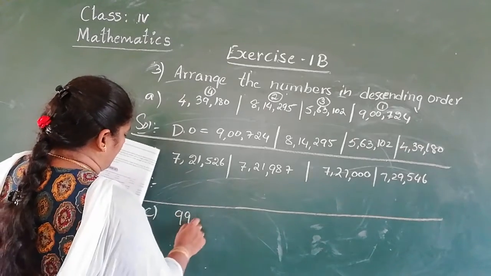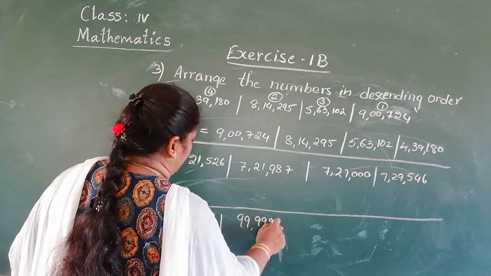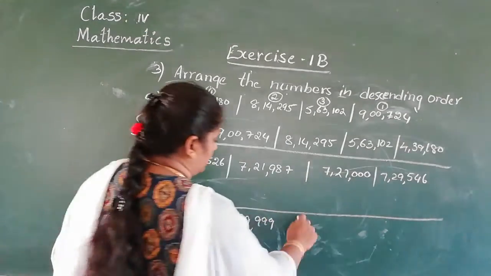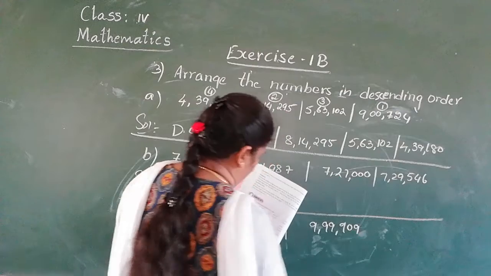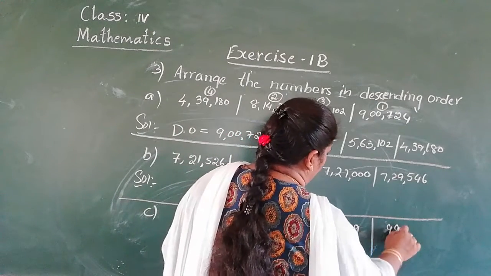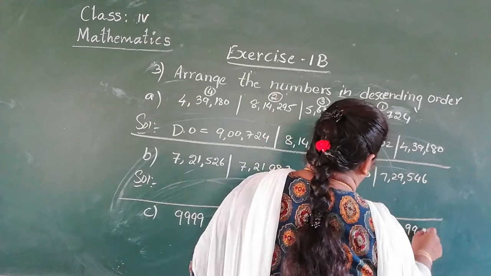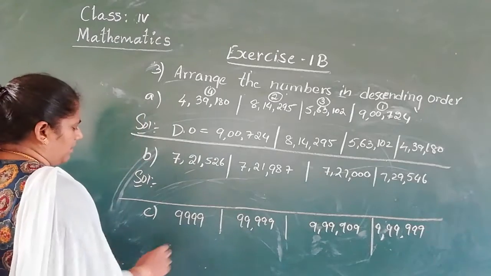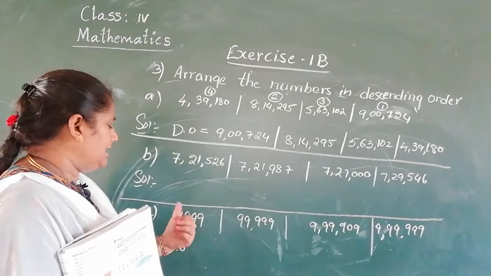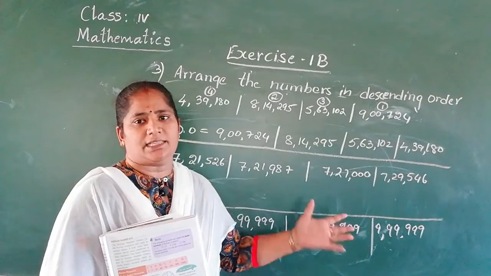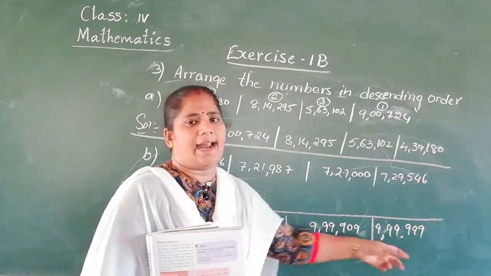So 9,999, and the next one is 99,999. Next, 9,99,909. Next, 9,99,999. This is the problem. Okay, so how to write the descending order? Biggest to smallest. First you check it, Nana. Do all the numbers have the same number of digits? No. This is a 4-digit number, a 5-digit number, a 6-digit number and a 6-digit number.